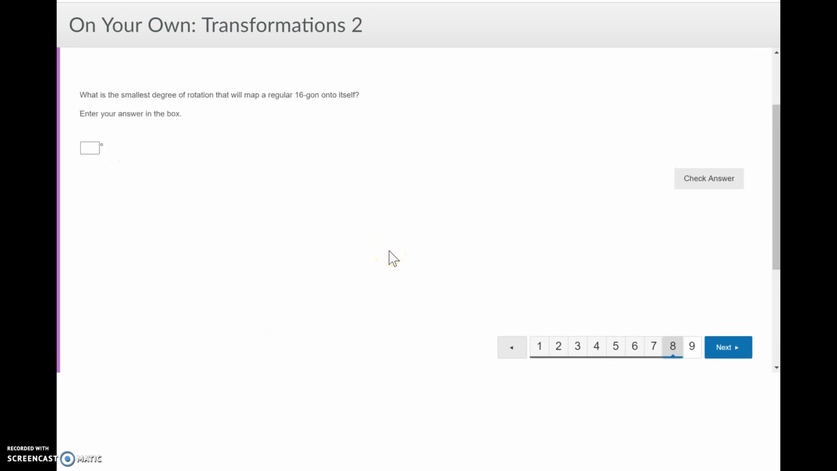Alright, what is the smallest degree of rotation that will map a regular 16-gon onto itself? A 16-gon means it has 16 sides. So we take the total number of degrees in a circle, 360, divide it by the number of sides, which is 16, and that gives us 22.5.